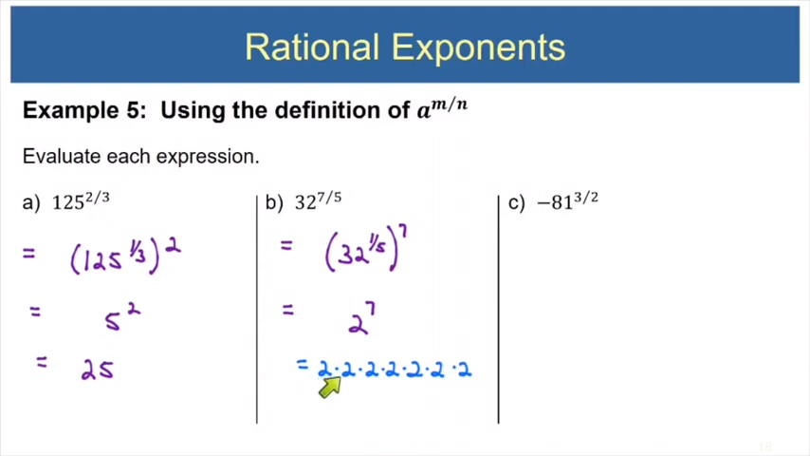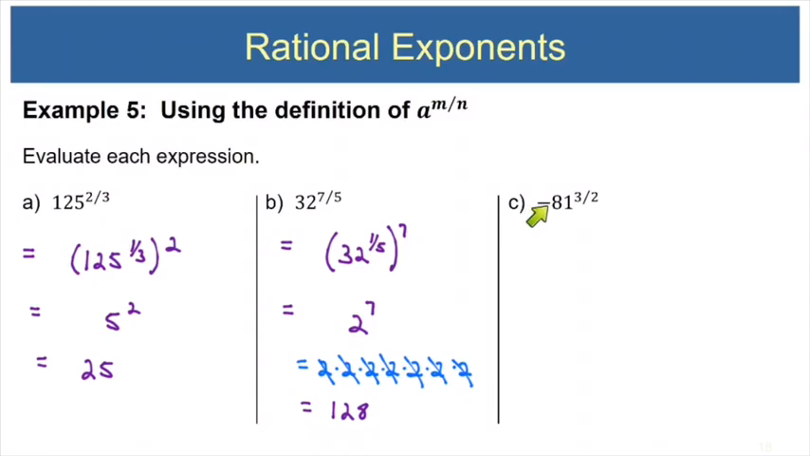Here you have 2 times 2 times 2 times 2 times 2 times 2 times 2, so 7 of them. 2 times 2 is 4, times another 2 is 8, times another 2 is 16, times another 2 gives us 32, times another 2 gives us 64, times this last 2 gives us 128. So the final answer here is 128.